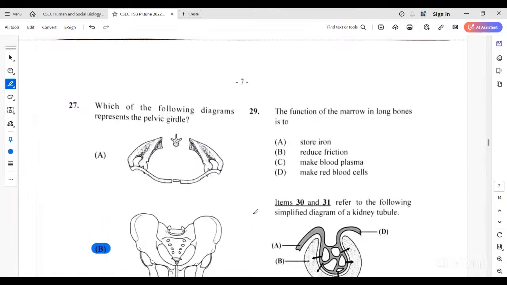Question 29. The function of the marrow in long bones is to do what? Remember, there are two types of marrow, the red marrow and the yellow marrow. They have a part to play in the development of blood cells. And they told you it was long bones. Even if it was short bones, you know you were going with white blood cells, but it's long bones, so it is red blood cells. So B is the answer.